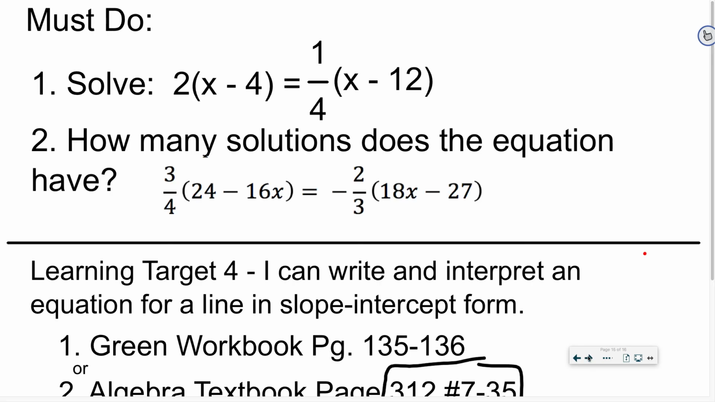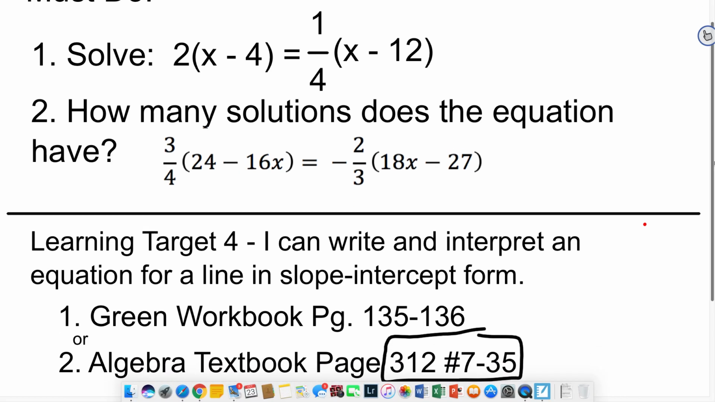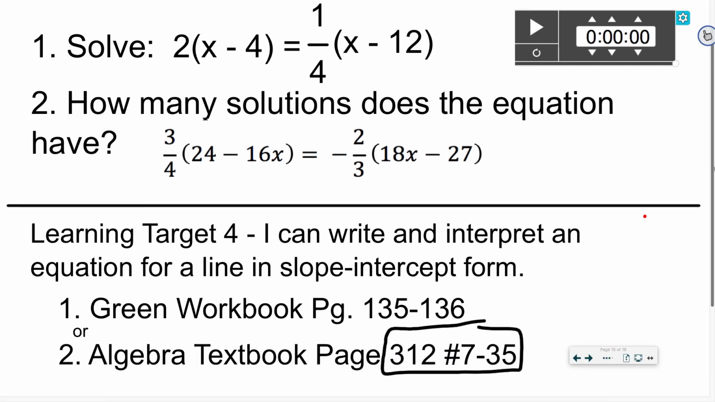So here's what we're going to do. First, there's 2 must-do problems. I really think these should take about 6 minutes total, maybe 7. But at the bottom, the learning target for today is like what we've been doing the whole class, that you can write an equation in slope-intercept form. You have 2 options here. One of them is in the green workbook. One of them is in the black textbook.